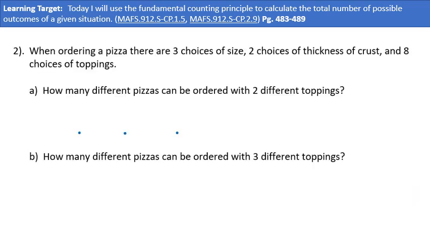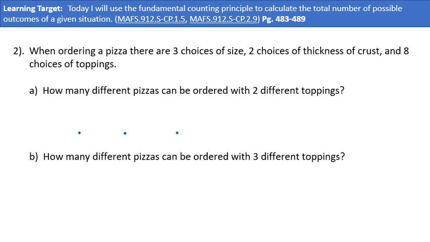Here we go. Number 2. Ordering a pizza. We have 3 choices of size, 2 choices of thickness of crust, and 8 choices of toppings. How many different pizzas can be ordered with 2 different toppings? This is a little bit interesting. This one's a little bit trickier of a problem. Let's look at it together.